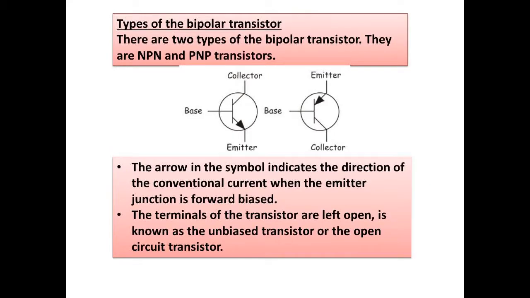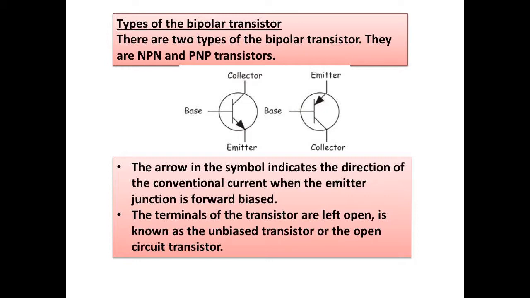Types of the bipolar transistor. There are two types of the bipolar transistor. They are NPN and PNP transistors. The arrow in the symbol indicates the direction of the conventional current when the emitter junction is forward biased. A transistor whose terminals are left open is known as the unbiased transistor or open circuit transistor.